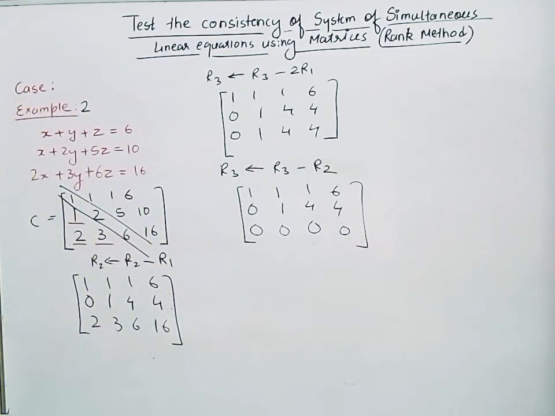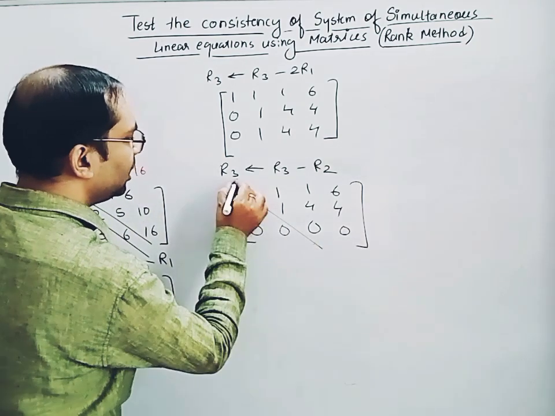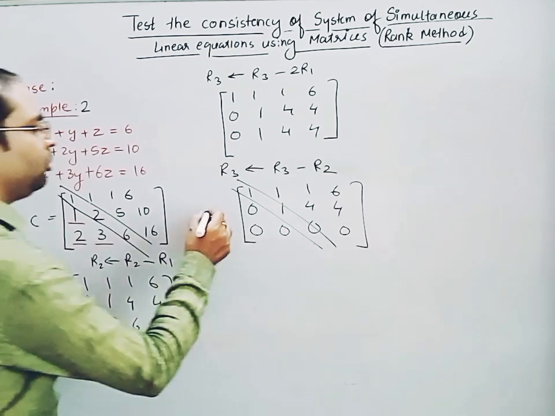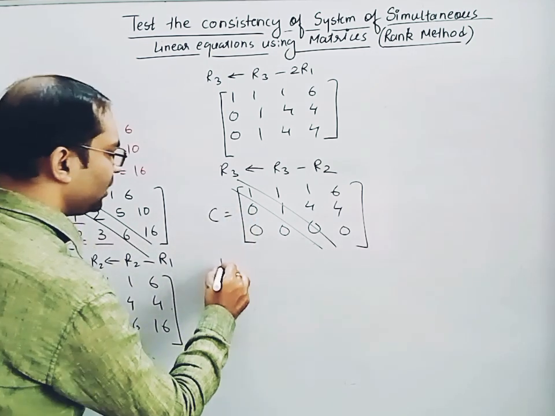So we can see this is converted into upper triangular matrix, because below the diagonal all the elements are 0 now. So you can see this is C. Now what is the rank of C?